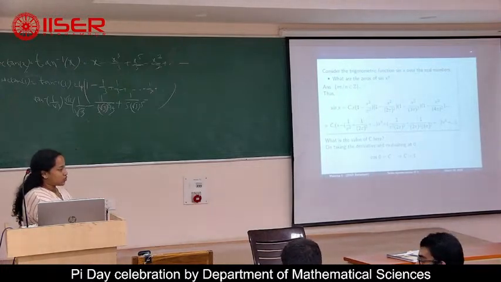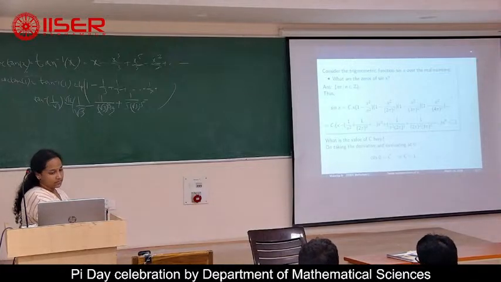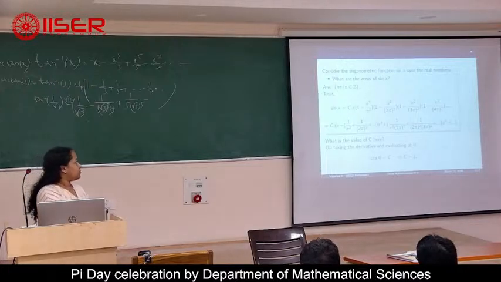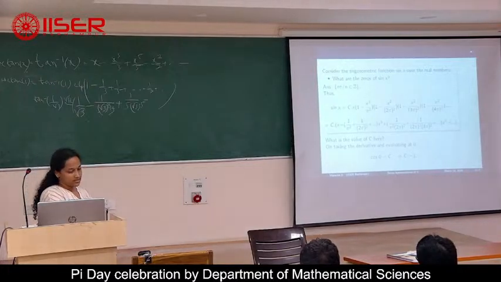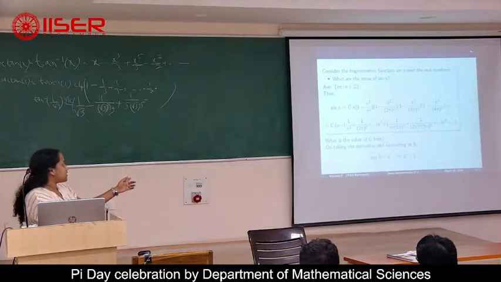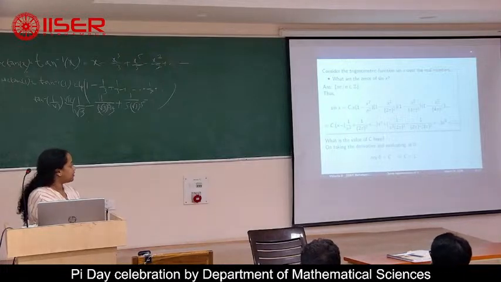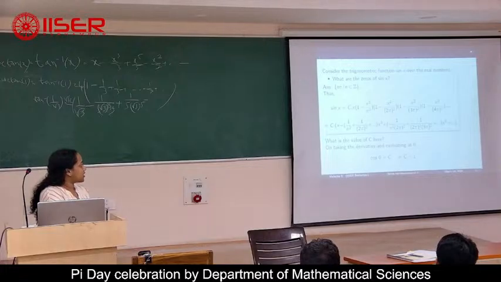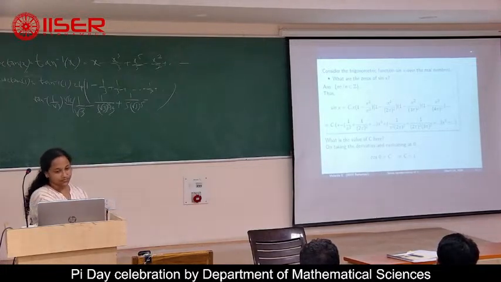Corresponding to each root, we are getting a factor. So I am factorizing sine x as c x times 1 minus x square upon pi square, times 1 minus x square upon 2 pi square, and so on. Here the first term x corresponds to the factor 0, and the second term 1 minus x square upon pi square corresponds to pi and minus pi, and so on.